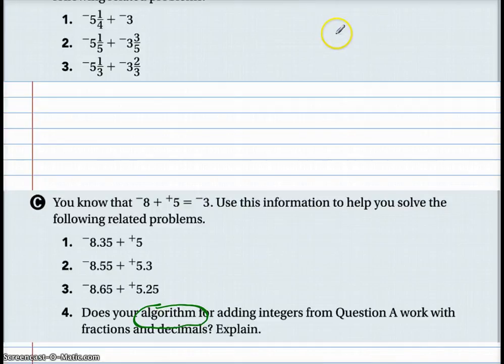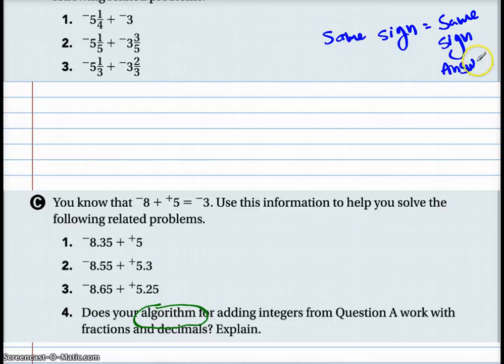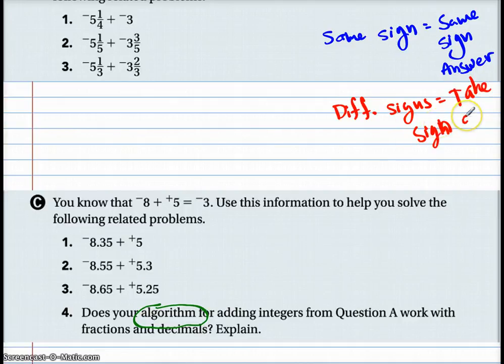That was what we were talking about earlier, where I have same sign gives you same answer. Same sign, same answer. Okay, if they're different signs, take the sign of the bigger number. That is our algorithm. Okay, now does that work for decimals? That's what you're going to explain here in question C.